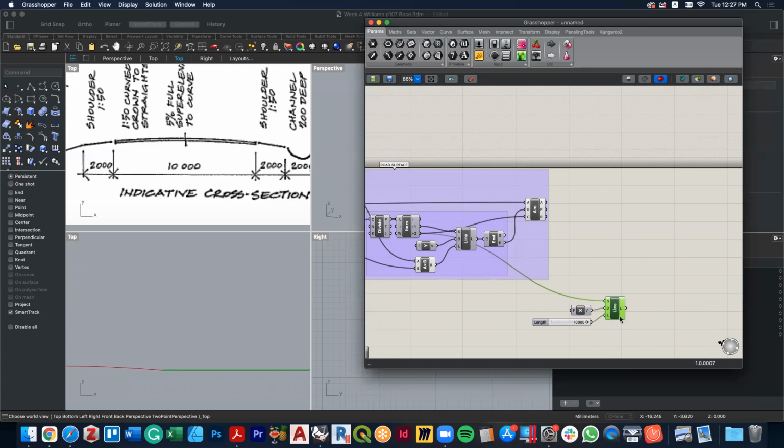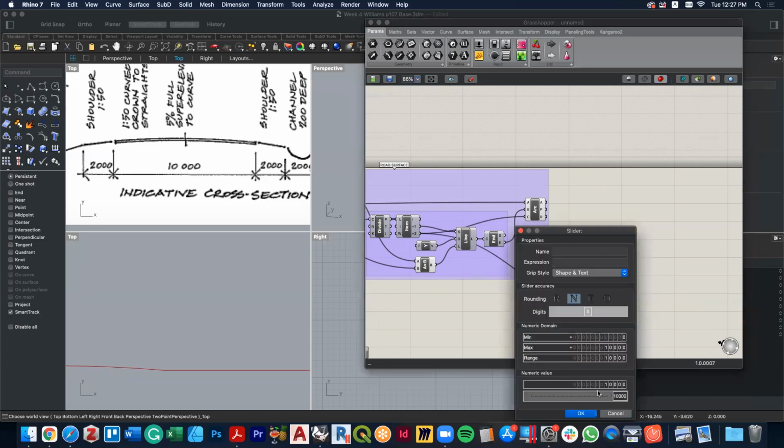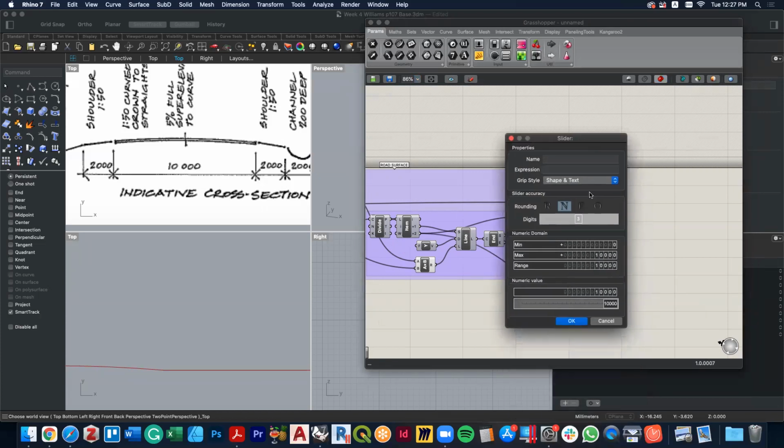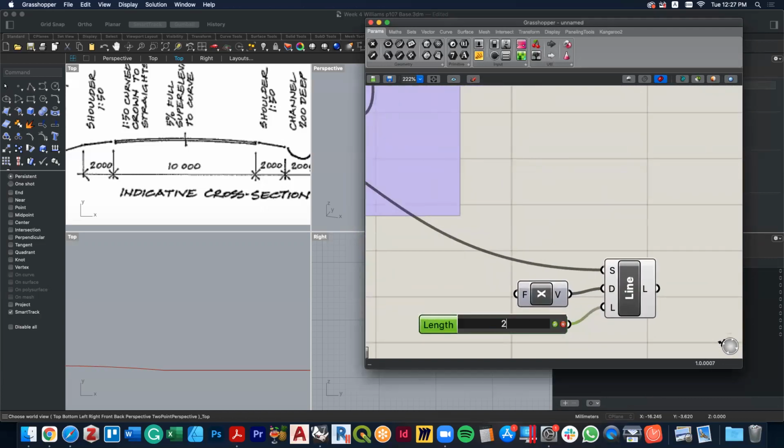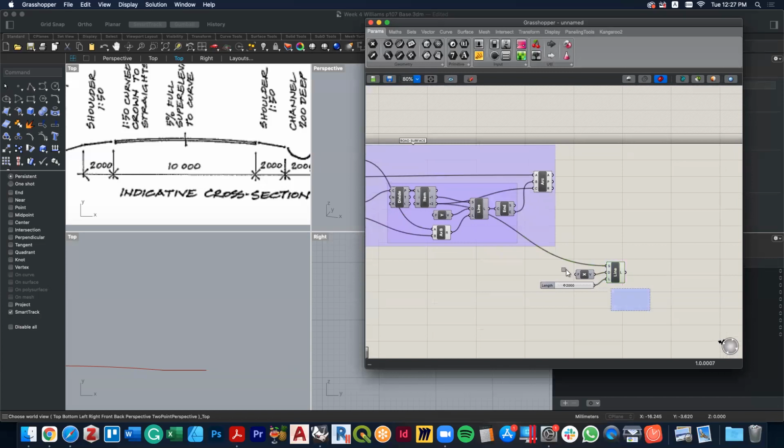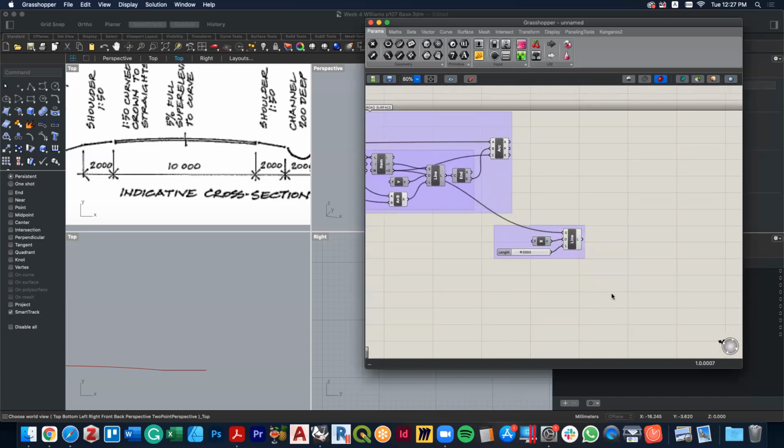It shows here that it's 2 meters, so I'm going to change it to 2000. And so then we have that line. Now here we're going through a similar process again. Those give me that line, so I'll group them together.